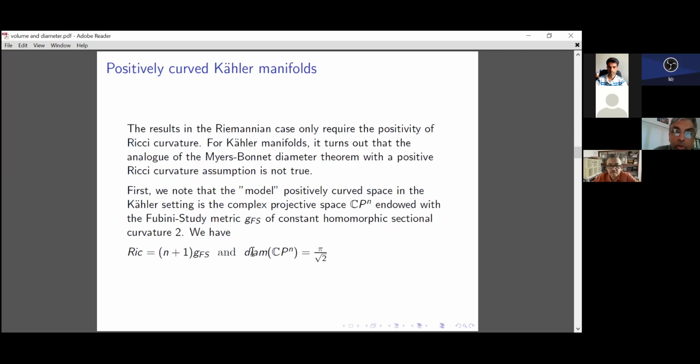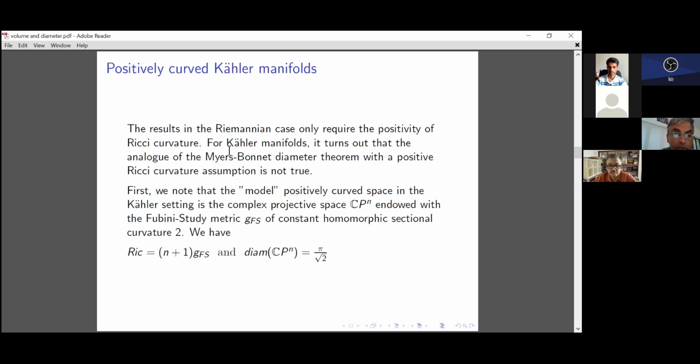Now, when we move over to Kähler manifolds, the first thing is that something has to change, at least as far as the Myers-Bonnet theorem is concerned. The results in the Riemannian case only require the positivity of Ricci curvature, but for Kähler manifolds it turns out that the analog of the Myers-Bonnet theorem with a positive Ricci curvature assumption is not true.